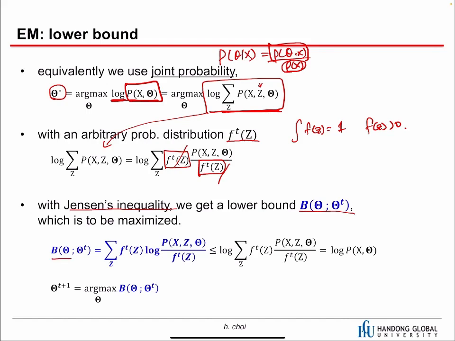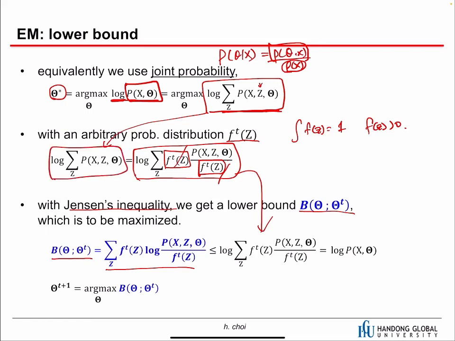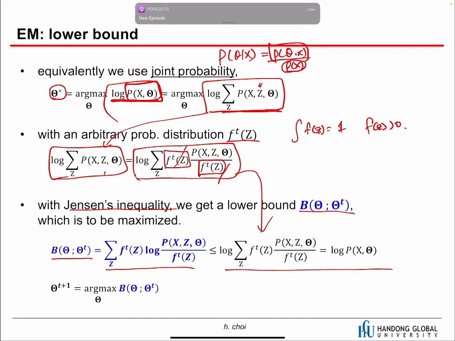So b is this one. Look at this one. As you can see, this one is the same as this one, and this one is the same as this one. So this one is the log probability of x and theta. Let's look at this one.